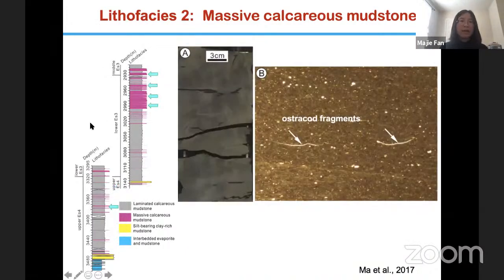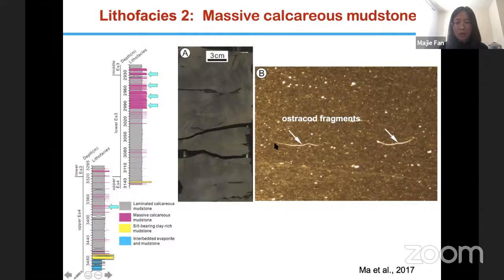And then the second lithofacies is the massive calcareous mudstone, which is mostly distributed in the lower part of the third member of the Shahejie formation. So we see it is massive; basically we don't see any sedimentary structures in the core. And then we cut the thin section, look under the microscope, and we see that, yeah, it has a lot of crystalline carbonate.